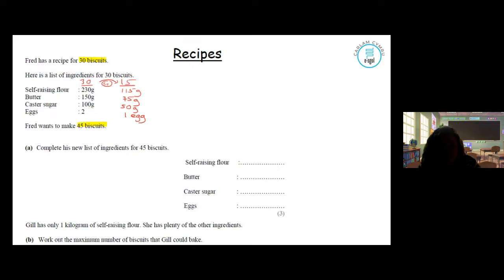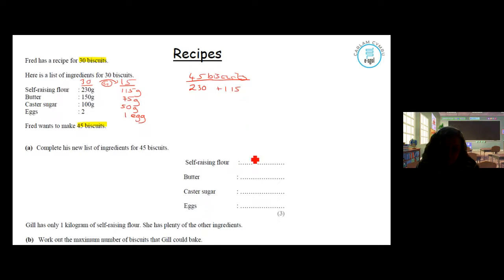To get to 45, I could multiply that by 3, and I'd have to do that to the recipe. Or like I did in the last one, I could add up the 30 biscuits recipe and the 15 biscuits recipe, and that together would make the 45. So to get the 45 biscuits, what I would do would be 230 add the 115.